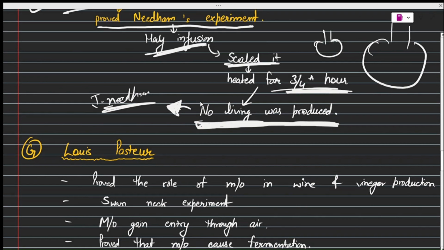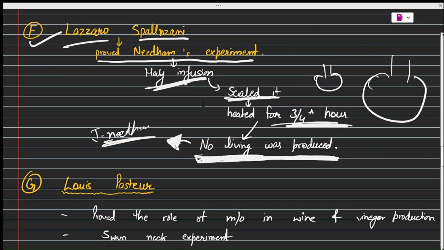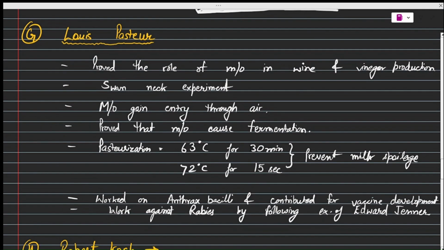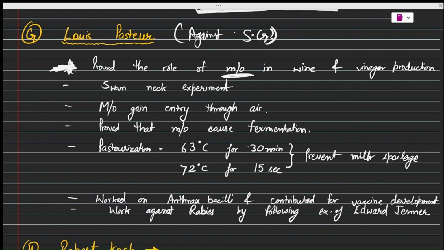Okay, then after Lazzaro Spallanzani, who was against the spontaneous generation theory, came Louis Pasteur. Of course, this fellow is also against spontaneous generation, and you will know why. First of all, he was the one who proved that microorganisms have a role in wine and vinegar production. Same goes for spoilage also.